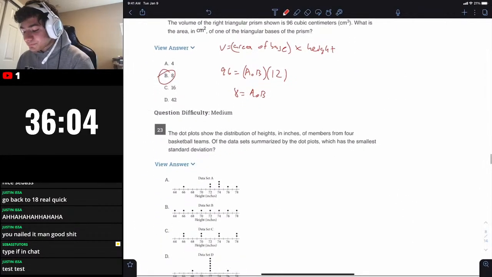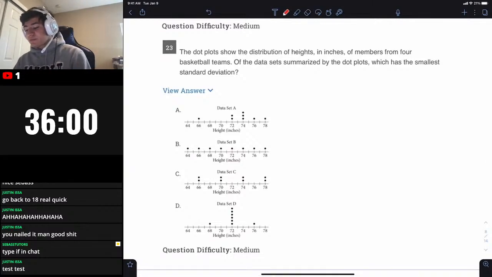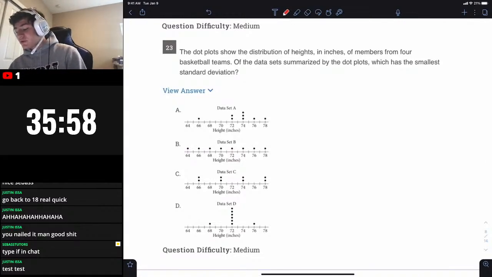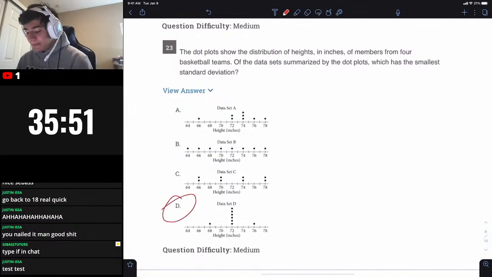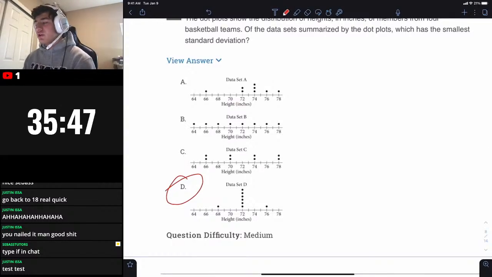Option B. Alright, the dot plots show the distribution of heights in inches of members of 4 basketball teams. Of the data set summarized by the dot plots, which has the smallest standard deviation? It's going to be D, because a standard deviation is technically how far spread apart your points are. This has the least amount of spread, meaning the smallest standard deviation.